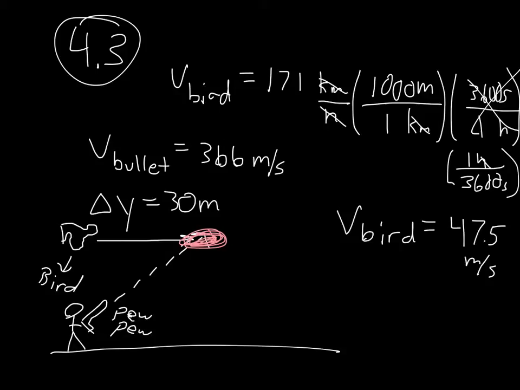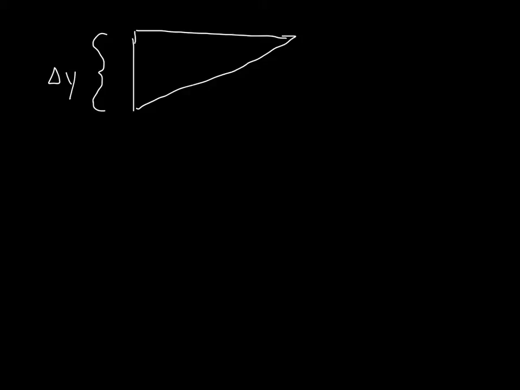How do we solve this problem? Split things up into X and Y components. Let's do that. Let's draw this picture a little bit better. So we have some change in Y. We know that the bird is directly overhead. And we know that my bullet's going to be the hypotenuse of this triangle. And we know that the bullet and the bird are both going to have to travel some change in position X.